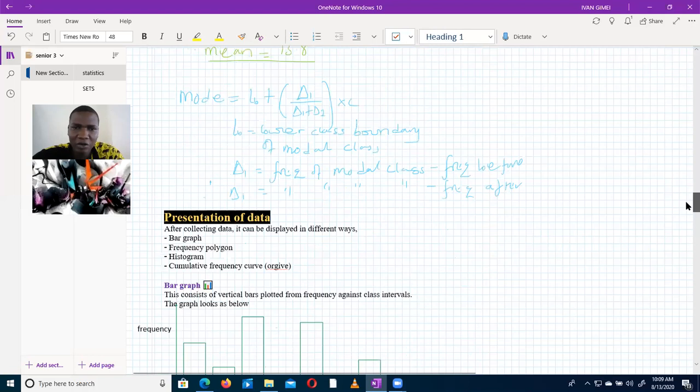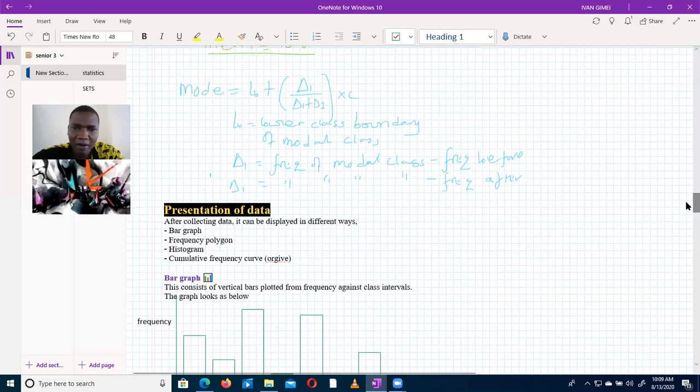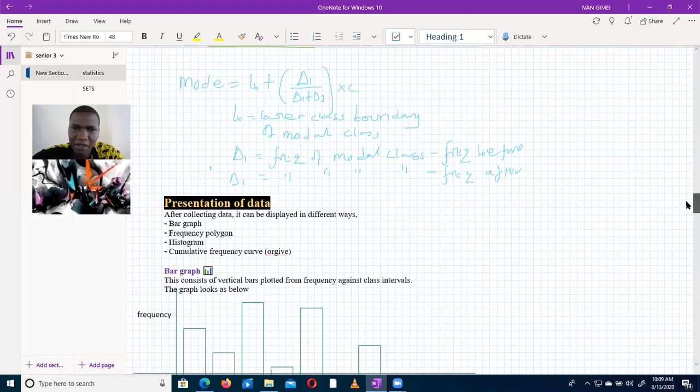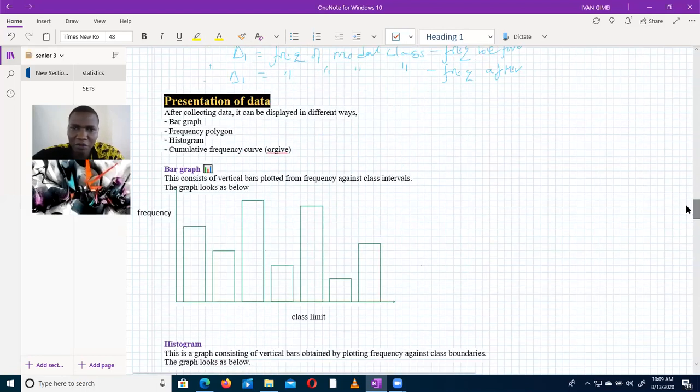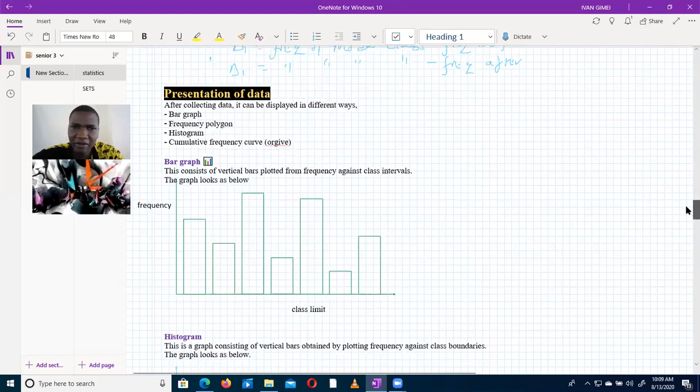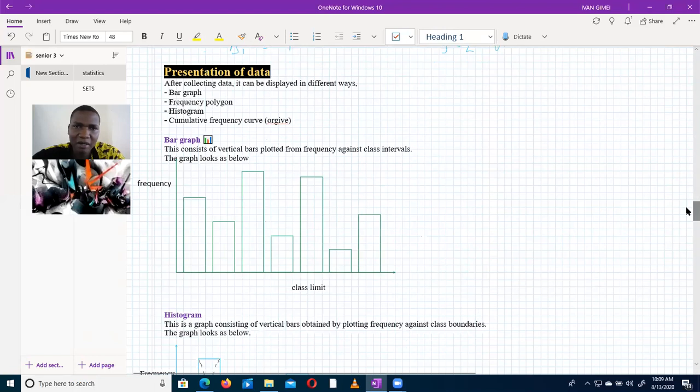Then I was supposed to teach you this work, but then that time power was on and off. I used another person's PC. I was supposed to teach you presentation of data, but again, I talked about it using the phone. We said you can use a bar graph, you can use a frequency polygon, you can use a histogram, you can use a cumulative frequency curve.